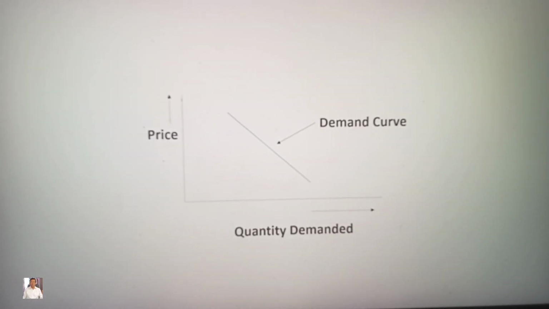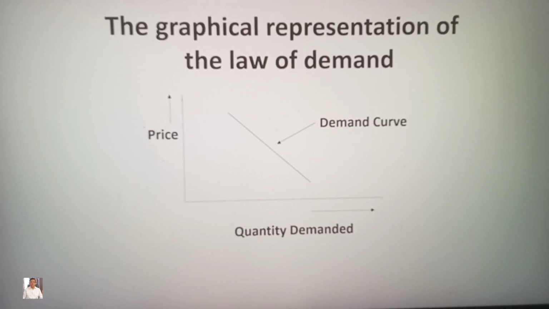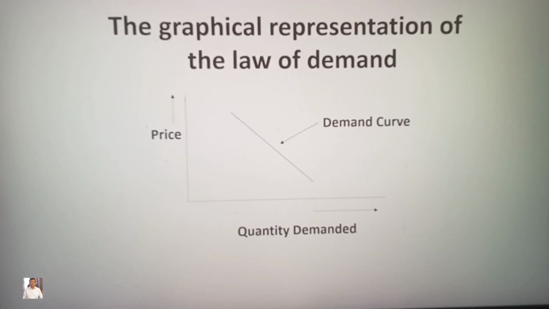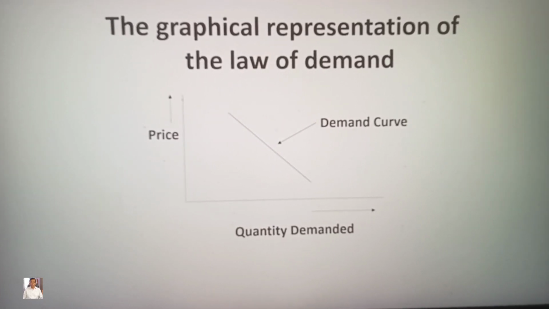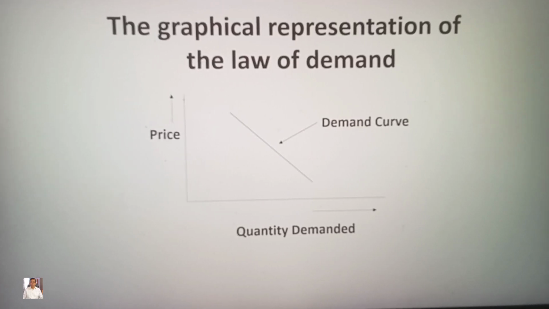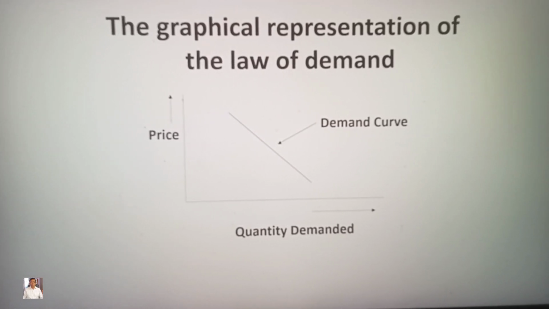The graphical representation of the law of demand. It is a curve that establishes the relationship between the quantity demanded and the price of the good, with the quantity demanded on the x-axis and price on the y-axis. The definition of the law of demand indicates that the demand curve is downward sloping.